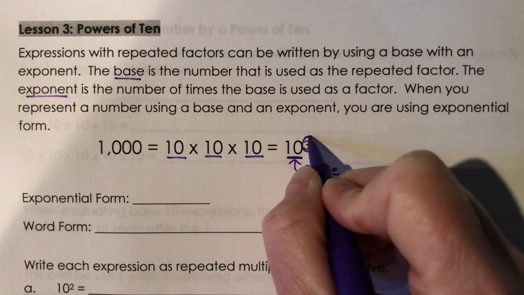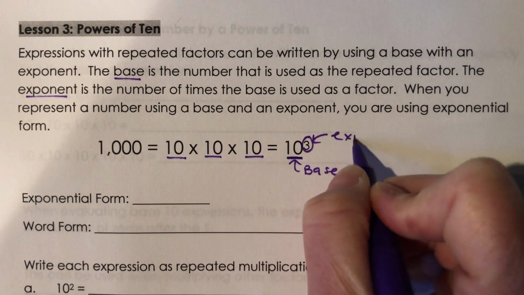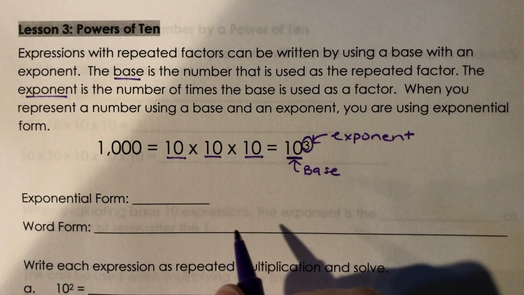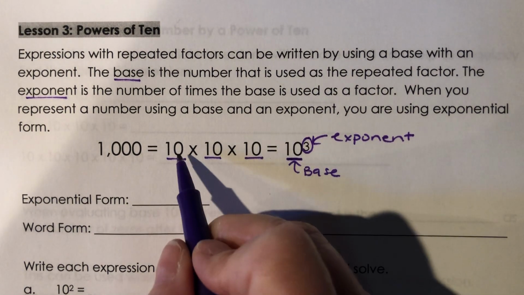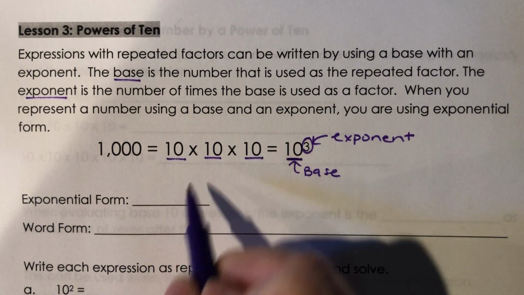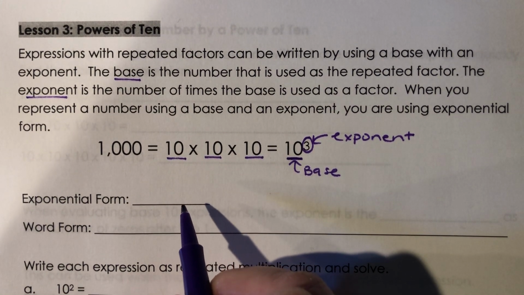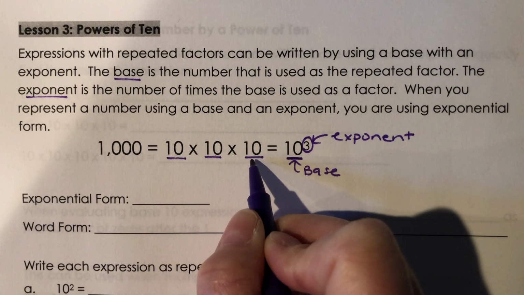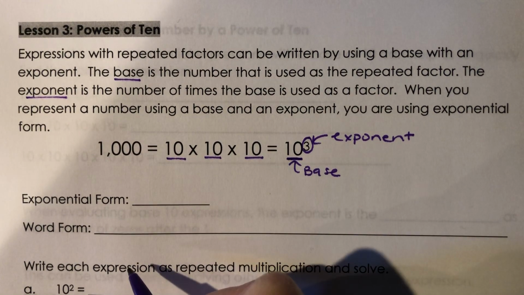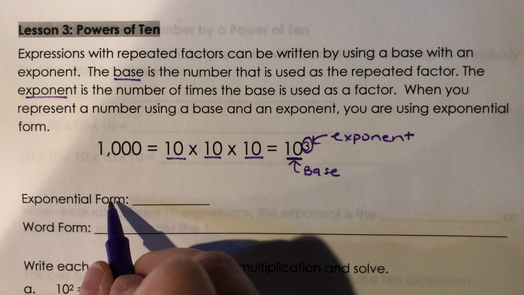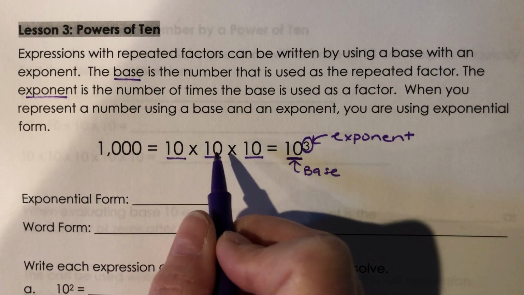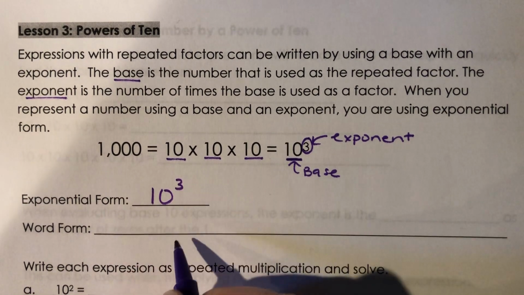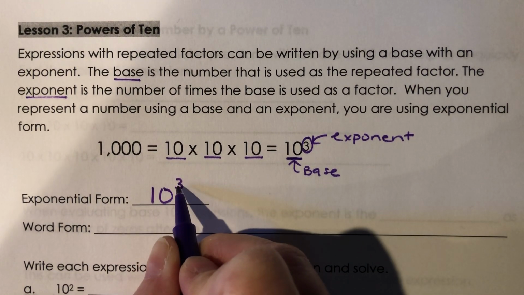This 3 right here is called my exponent. Yes, you should write this. I know you always want to know. The exponent tells me how many of the repeated factor I am multiplying. So see how we have 1, 2, 3 tens that are being repeatedly multiplied? That's why that exponent is 3. So the exponential form of 10 times 10 times 10, or 1,000, would be this, my base and my exponent.